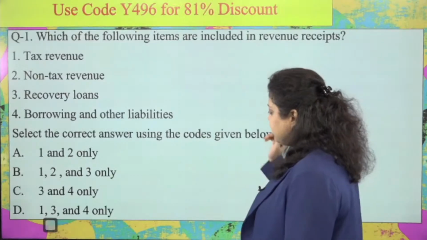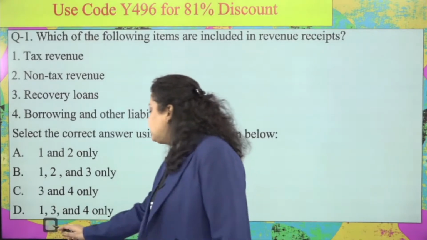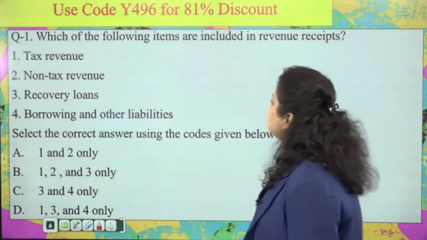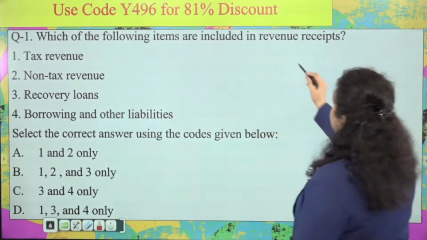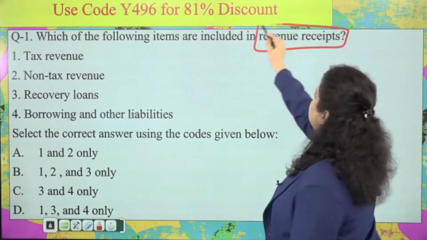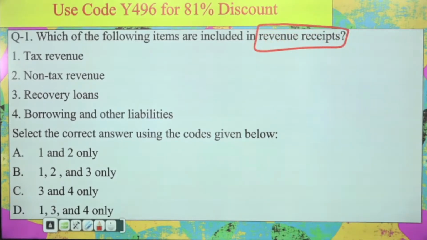So let's start with the first question, which is asking: which of the following items are included in the revenue receipts? Which of the following are the items which are included in the revenue receipts? Let me know which of the following is correct.